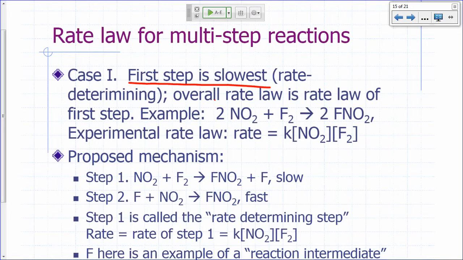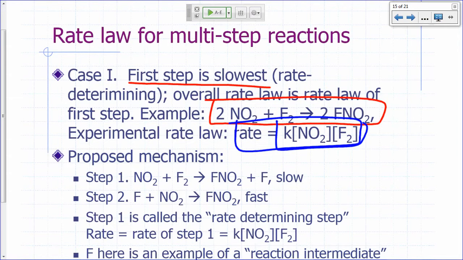Okay, so for example, this particular reaction here, 2NO2 plus F2 gives you 2FNO2. If you did the experiment for this, you'll find that the rate law is this one. Rate equals k times [NO2] times [F2]. Right away, look at that rate law. It's only first order with respect to NO2, although your coefficient for NO2 in your balanced equation is 2. Right there and then, that tells you this can't be a one-step mechanism, right? This can't be a one-step reaction.